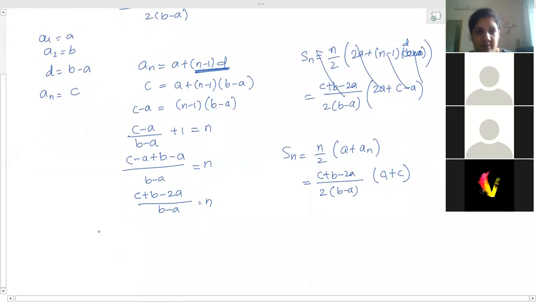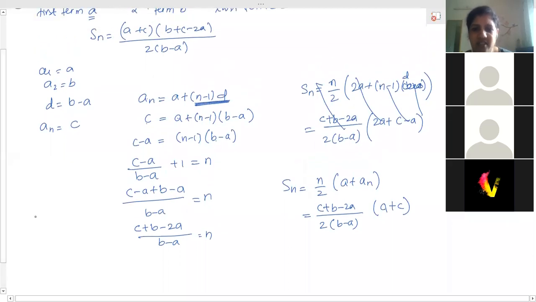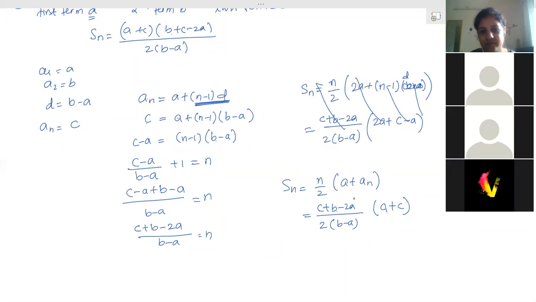Then simplify. What we have to do, denominator we got, a plus c we got. Done, that's it. So this is only a plus c, into (b plus c minus 2a), and the denominator is 2 into (b minus a). That's it. Is it clear? Yes, ma'am. Yes, ma'am.